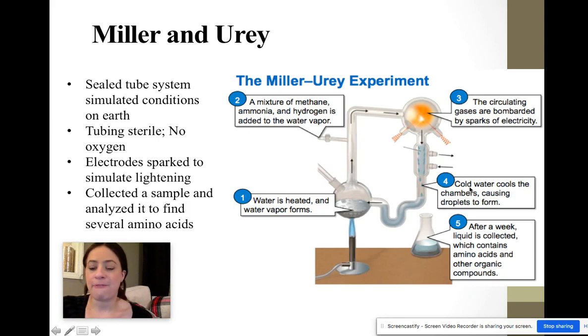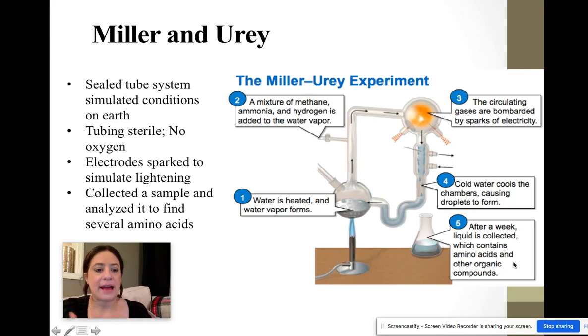And then step 4, here, there's cold water. So this is going to flow through something called a condenser that cools the chambers, causing droplets to form. And ultimately, here in step 5, after a week, liquid is collected, which contains amino acids and other organic compounds.